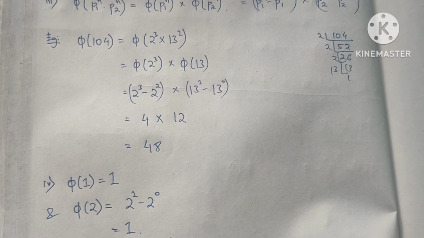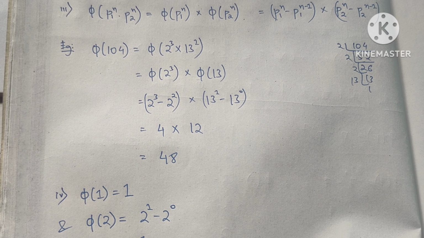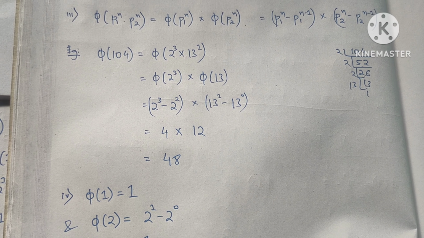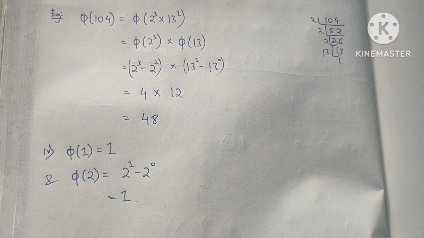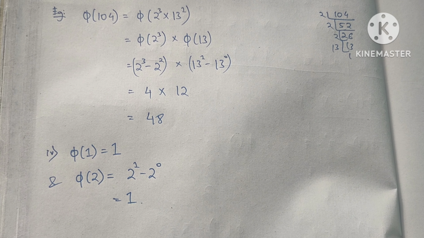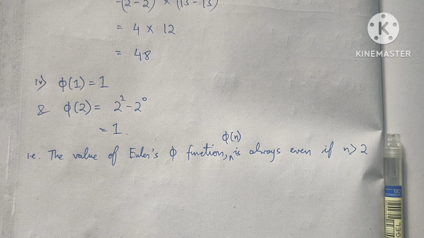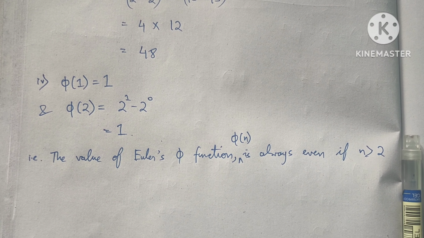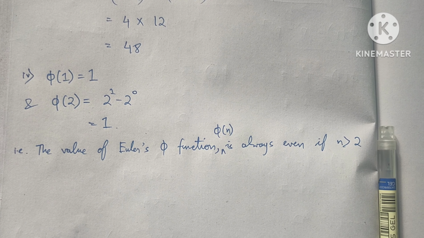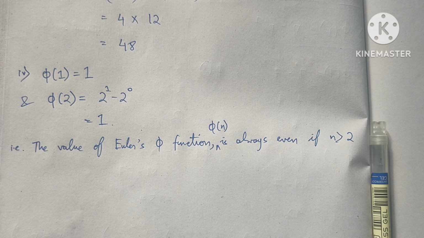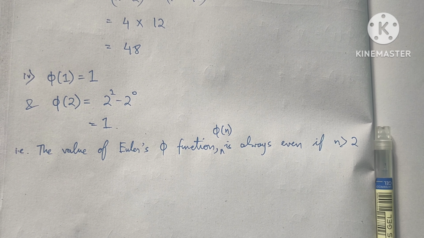So from this we can come to the conclusion that the value of Euler's phi function is always even for n greater than 2, right? Okay, so I've written down this statement once again, and that's pretty much it for the video.